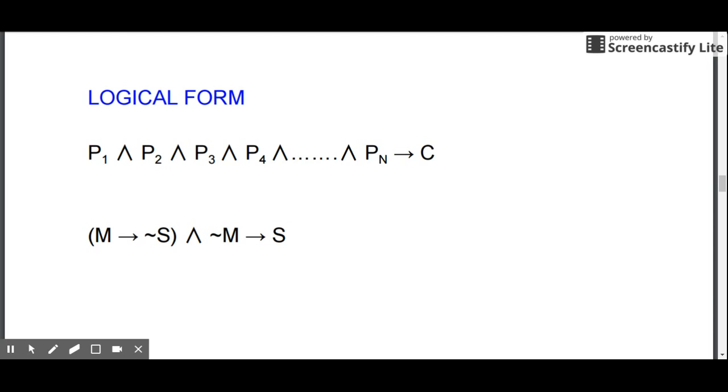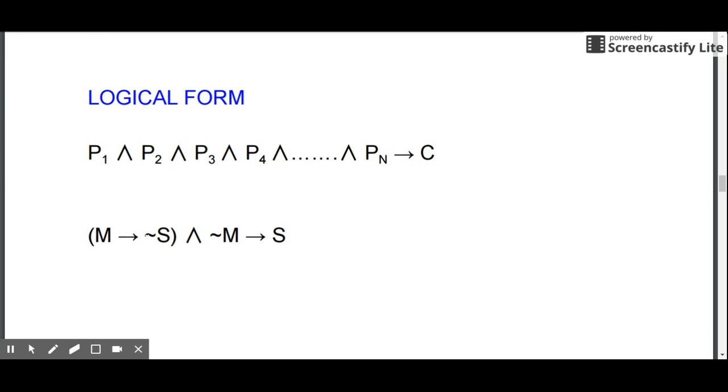You have all of the premises, each one connected with a conjunction or an and symbol. Now, this statement is a conditional. So here's the conditional symbol. And then lastly, we have the conclusion on the right.